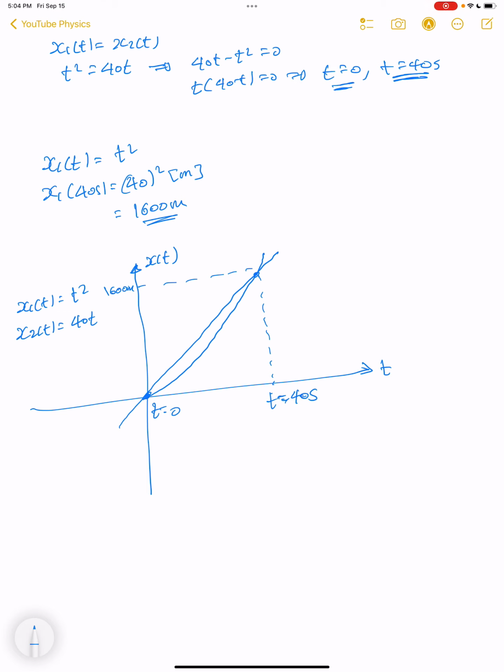Now you can find the position at any point in time because you're able to express it as an equation which depends on time. Next we will do more problems on this. Keep watching. Thank you.